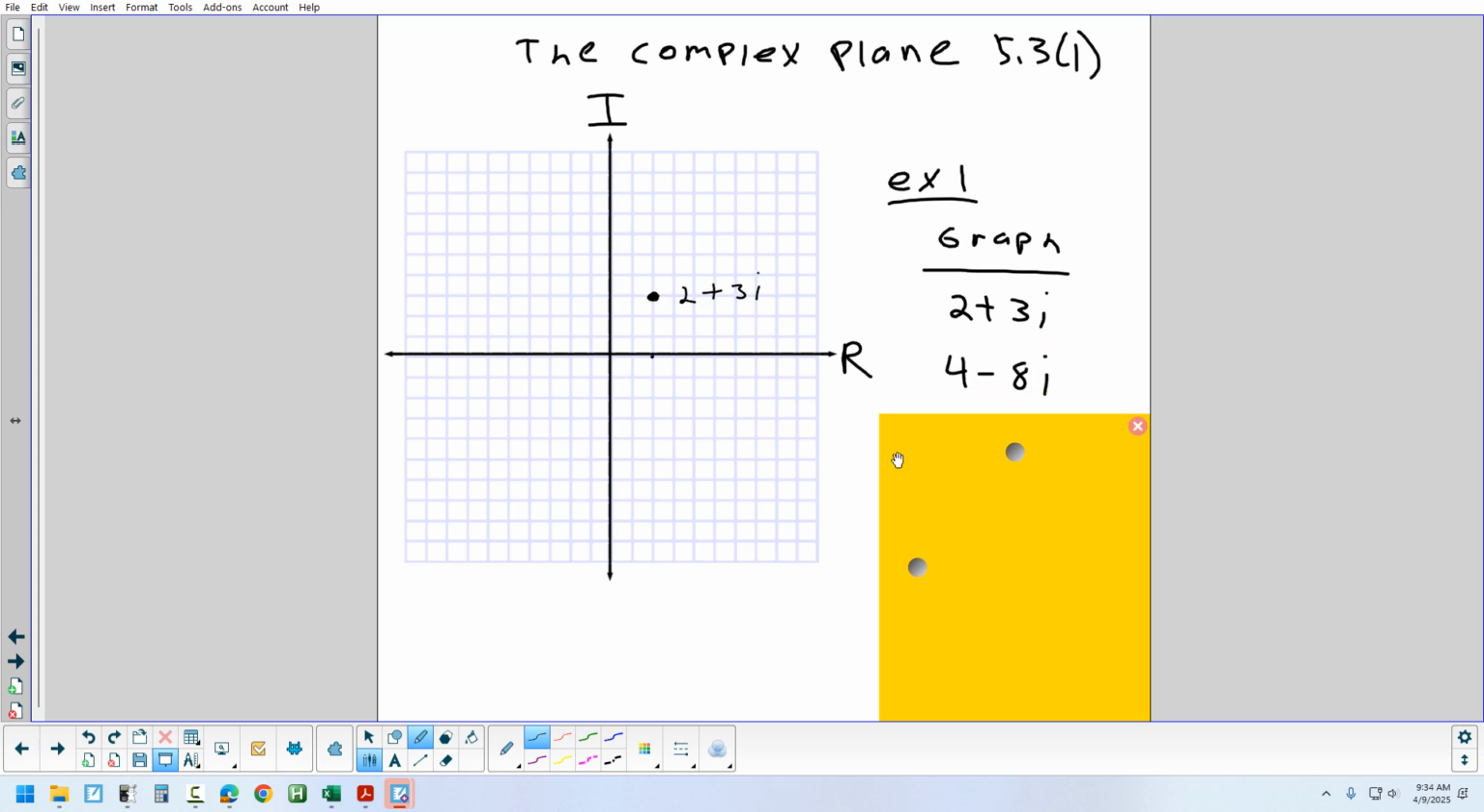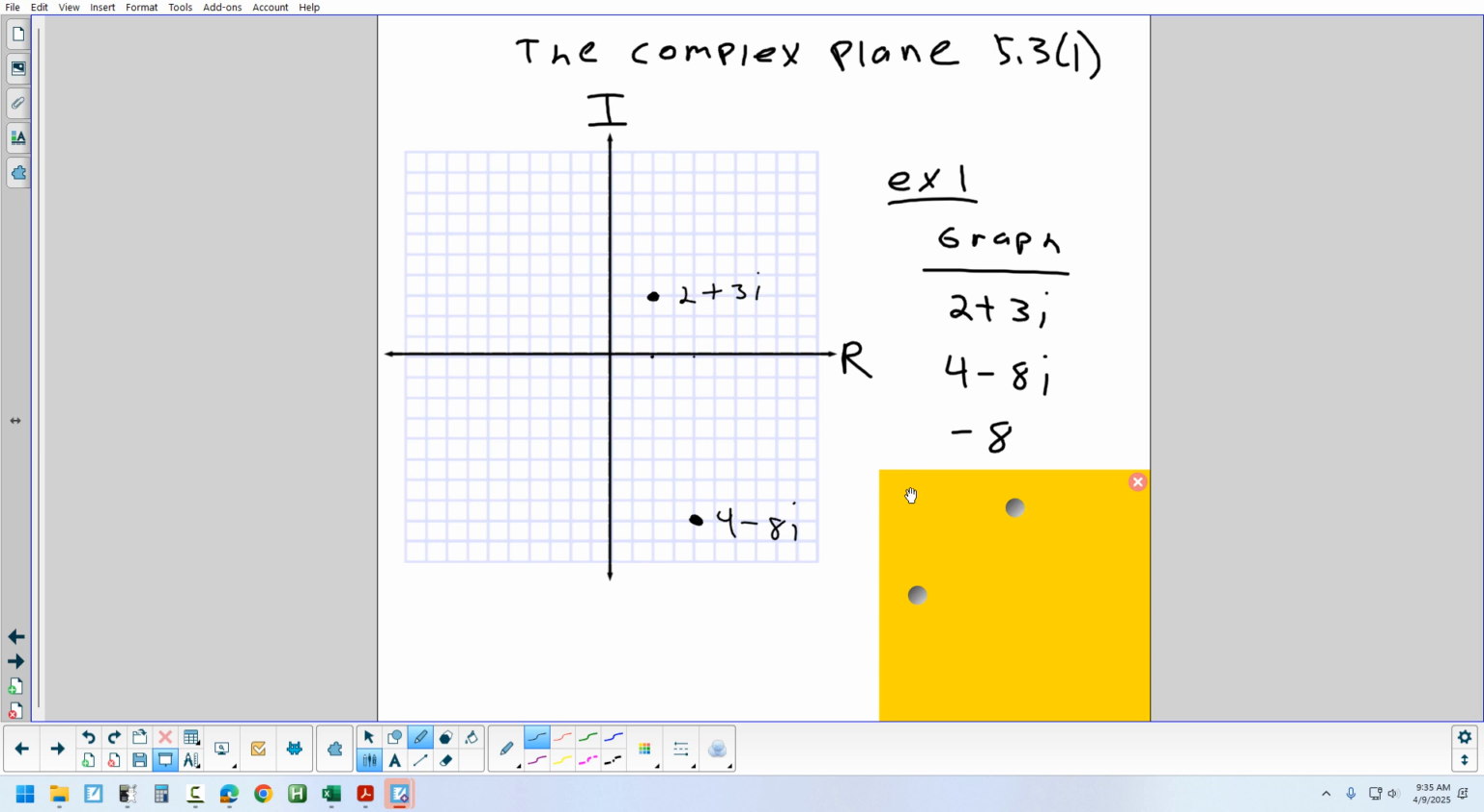All right, let's try that. How would you graph 4 minus 8i? Go over 4 to the right, and down 8. That's it. That's the point 4 minus 8i. And there'll be a couple of those on the test. You'll just click where you want to put the point, and then you drag it anywhere. If you put it in the wrong spot, you can drag it somewhere else.